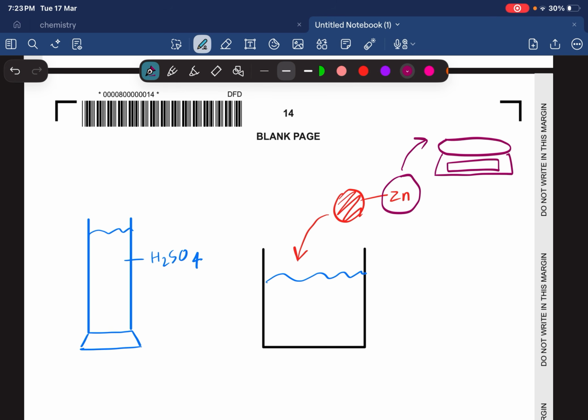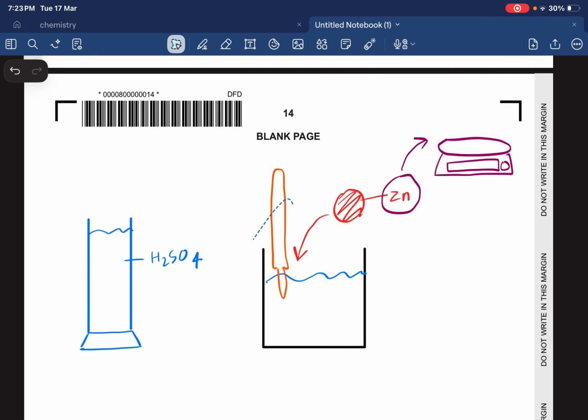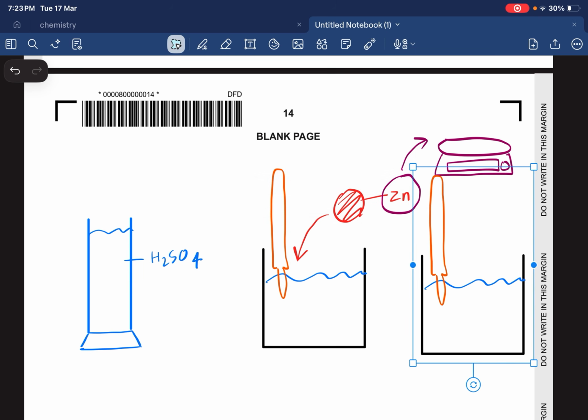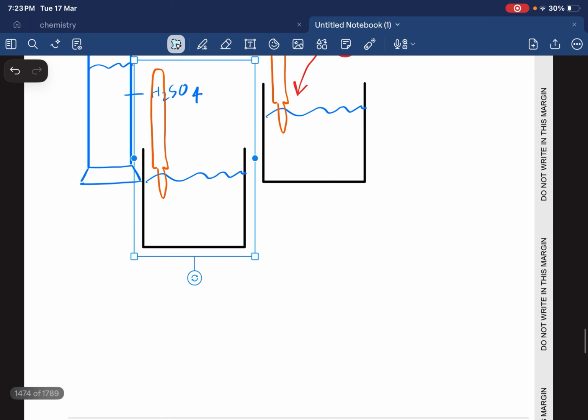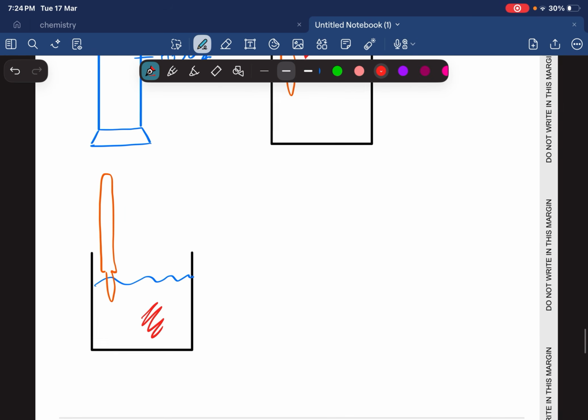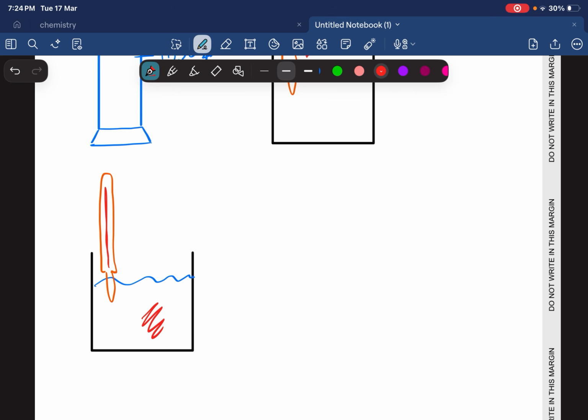Now, since I'm doing a heat experiment, I have to measure the initial and the final temperature so that later I can get the temperature increase. So I'm first going to measure the initial temperature using a thermometer, and then after adding zinc, I'm going to measure the final temperature. After adding my zinc, I'm going to make sure my sulfuric acid is in excess, so all my zinc is going to react. Now I'm going to measure the final temperature on the thermometer.